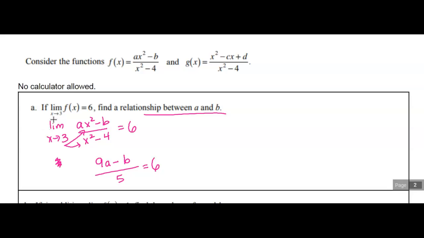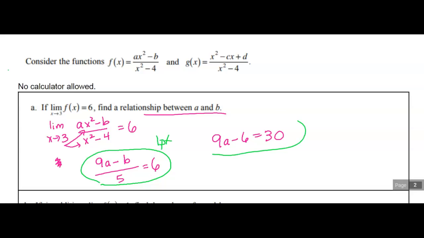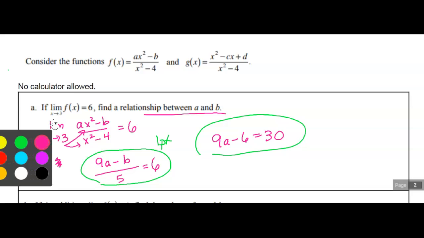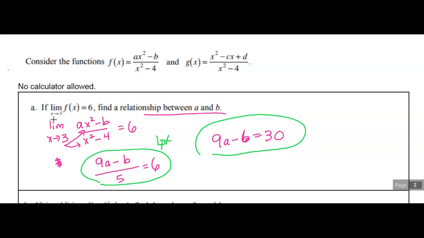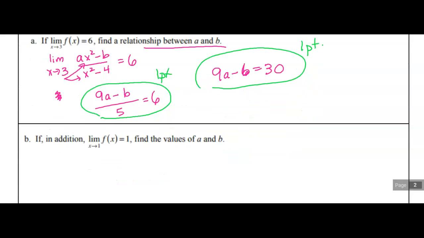Most people, we want to just get rid of the fraction, so I'll multiply by 5. So 9a minus b is equal to 30. All right, the way the point values work is if you have this set up, you get 1 point. And if you can solve for a, you can solve for b. Oops, this is supposed to be a b. Sorry. But if you have this together, that is also 1 point. If you did more work and said a equals or b equals, that's fine, but this was the minimum, okay?